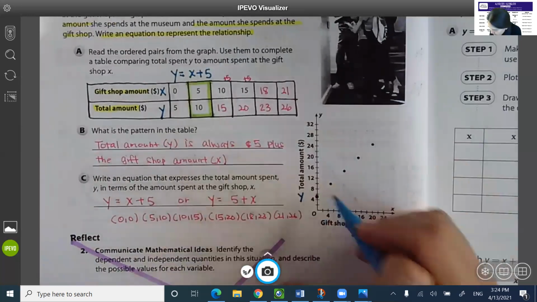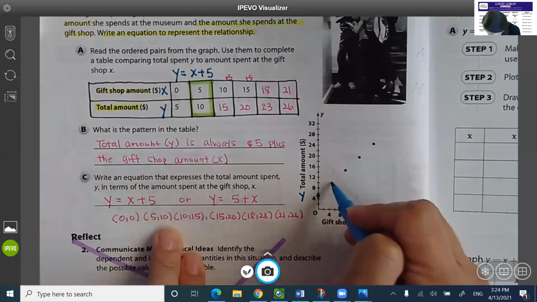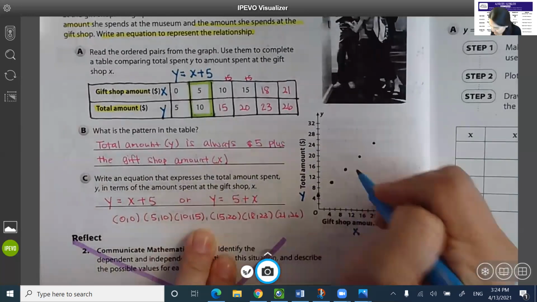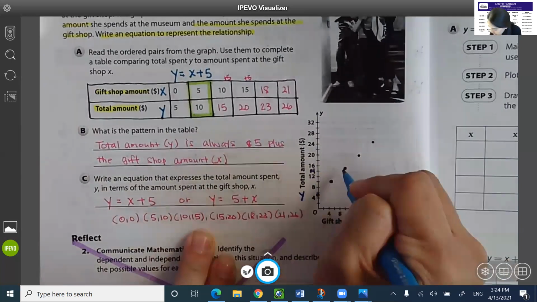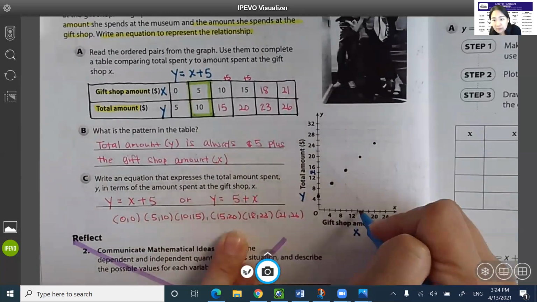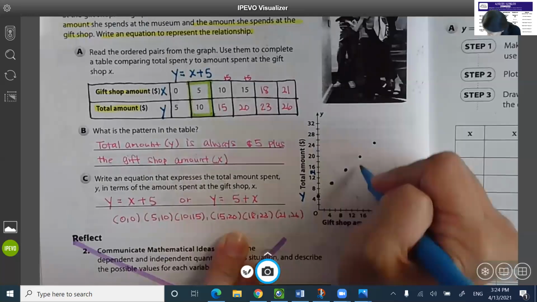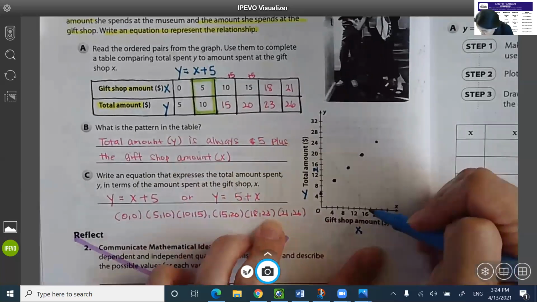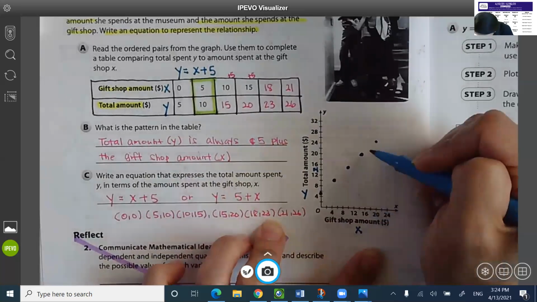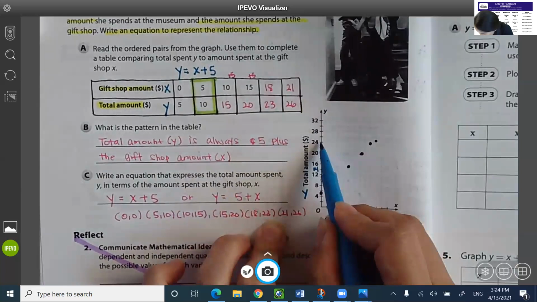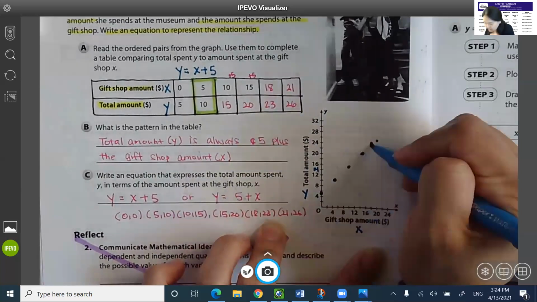0, 5, that seems about right. 5, 10, 10, 15, so 10 is here. This must be 15, yes, because this is 14, so 15. 15, 20, so 12, 14, 16, so 15 is right in the middle here. 15, 20, that's correct. 18, 23, where would that be? 18 is here. 23 would probably be right about here, because this is 22, that's 24, so it has to be slightly under, okay?